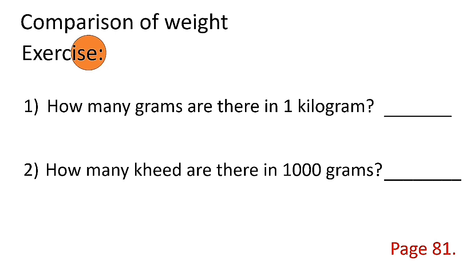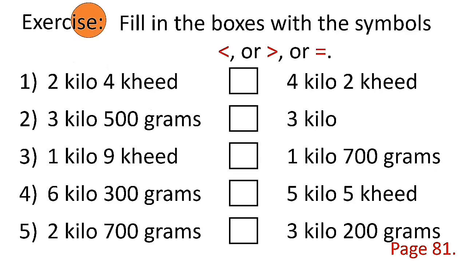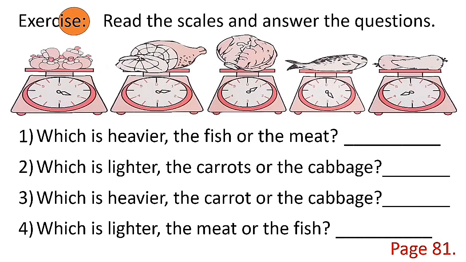Open your math book to page 81 and answer this one. Number 1, number 2, comparison of weight. And here, page 81, fill in the boxes with the symbols, less than, greater than, or equal. So we have 1, 2, 3, 4, and 5. And here, another, read the scales and answer the questions. Page 81. Okay, so we have number 1, number 2, number 3, and number 4.